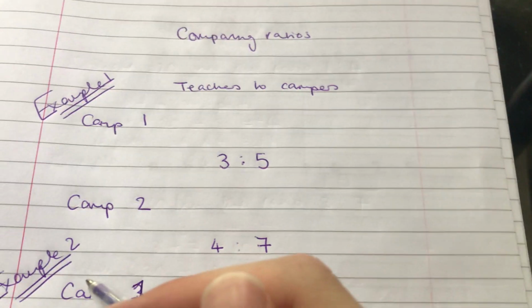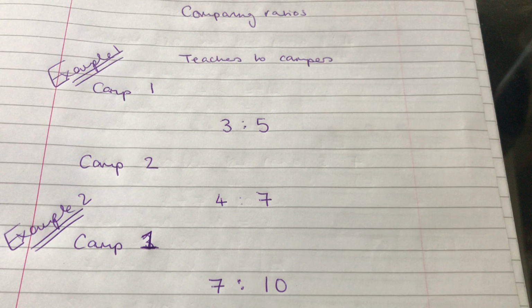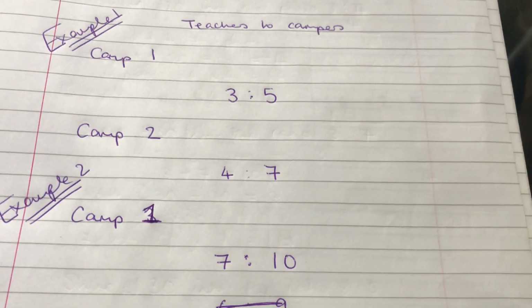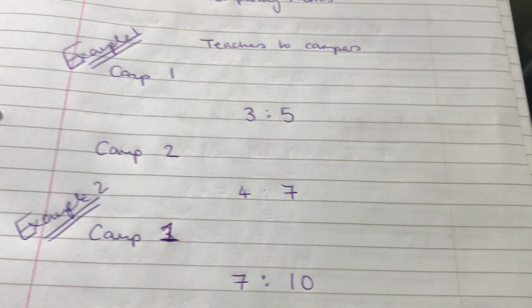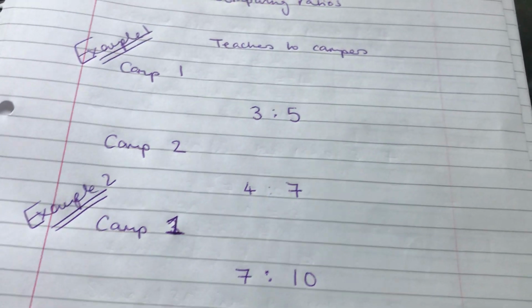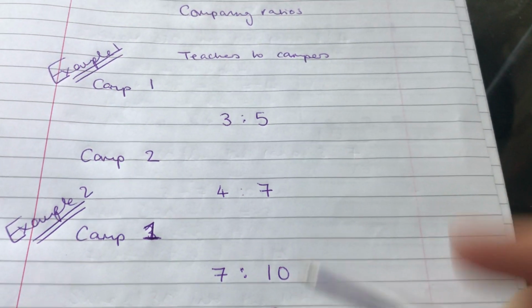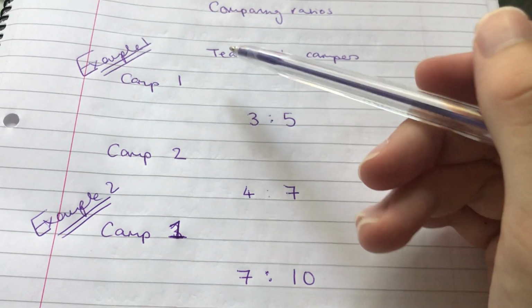Hi everyone, today we're going to be doing comparing ratios. We're going to compare two ratios and see which one's better value, for example. The example I've given in your questions is teachers to campers on a campsite. So I'm going to do the same for this one here. So teachers to campers, that's our ratio.